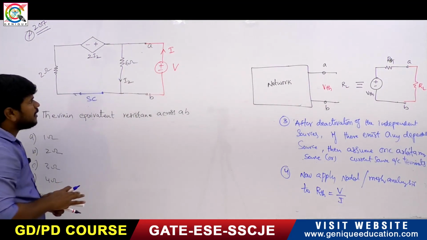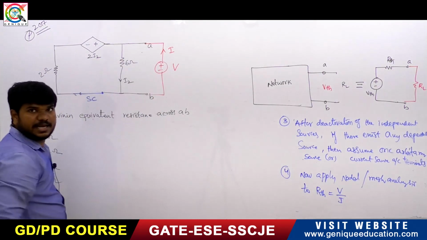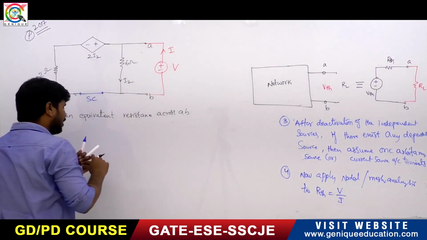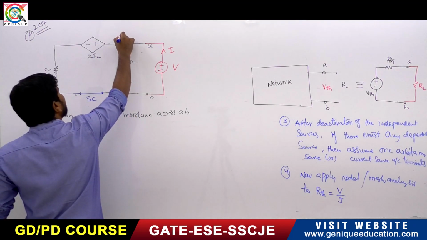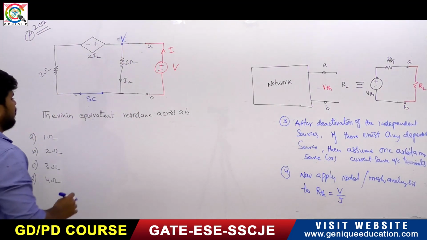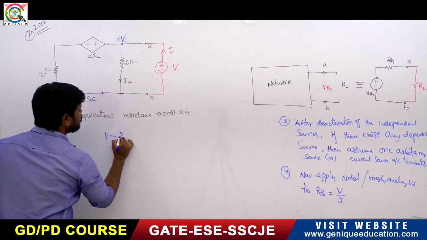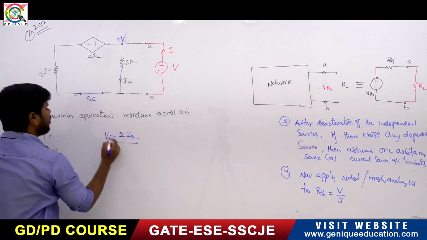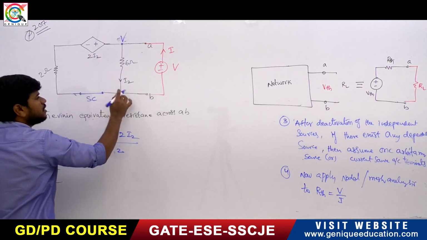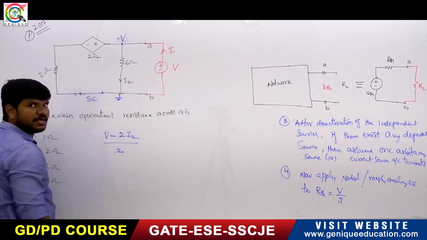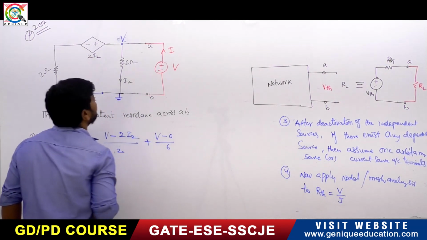If you observe this, it is a voltage. Now you can apply the nodal analysis here. If it is V, what is the voltage here? Here also it is V. Now apply the nodal analysis. It is V minus 2I2 divided by R. R is 2. Next, V minus 0, I am making this the ground, so V minus 0 divided by 6.